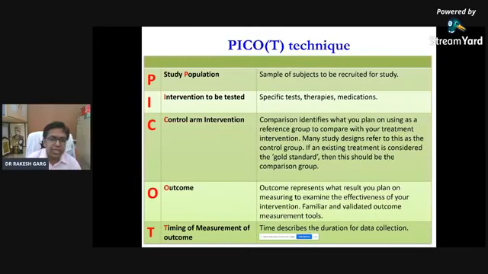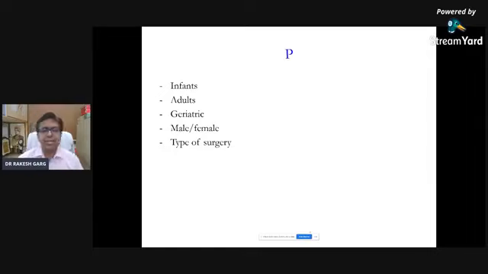So this is what needs to be clarified in your research question, and this is very, very important when you start. Let me give you some examples here. When we say P, the patient population, you should clarify whether it's infants, whether it's 18 to 45 years, 18 to 60 years, more than 60 years, the gender, the type of patients, for example, all adult patients undergoing laparoscopic surgeries, laparoscopic thoracic surgeries.